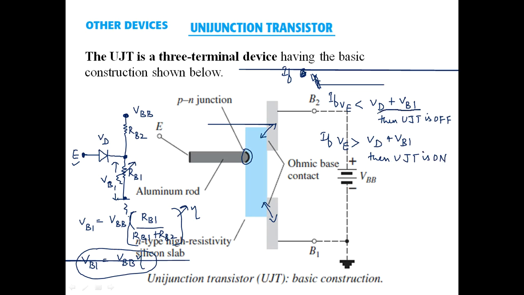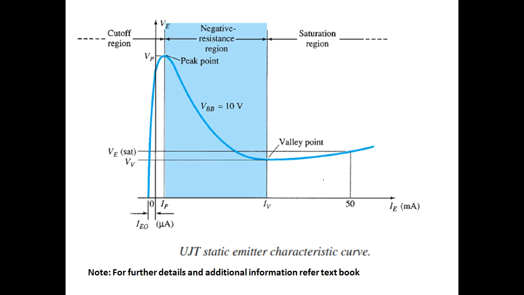So we have got two conditions, one when the UJT is off and another when the UJT is on. That depends on whether the voltage appearing at the emitter side is lesser or greater than the combination of the voltage across the diode as well as the combination of the base resistors. Depending upon that, we will be getting three types of characteristics.